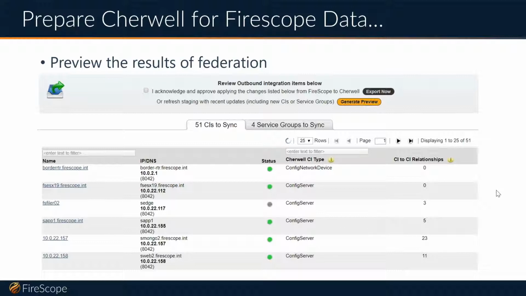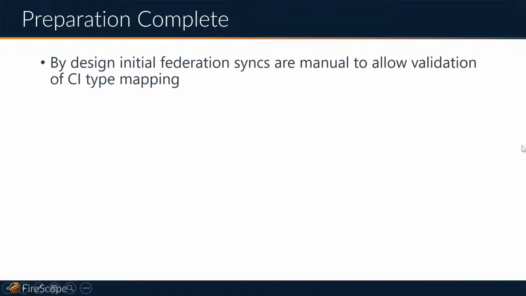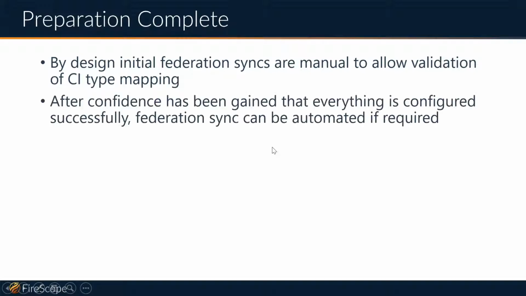Once you're happy that you've seen everything, that you're confident that the export is good, you just hit the export button and it will be sent. So by design, the initial federation syncs are manual. This is to allow validation of the CI type mapping. It's absolutely important that you get these right because you don't want to put servers into network devices, for example. However, after a while, if you've got confidence that everything's configured correctly, we can automate that sync if required.